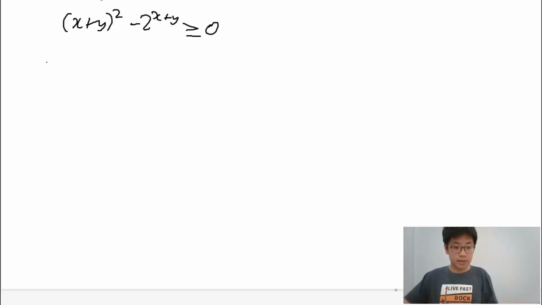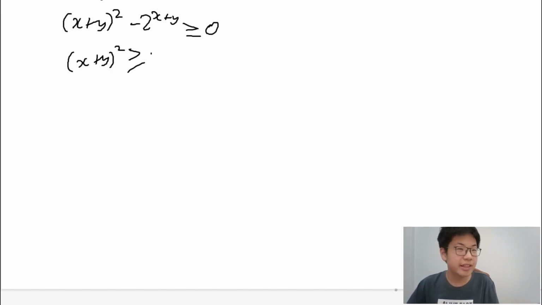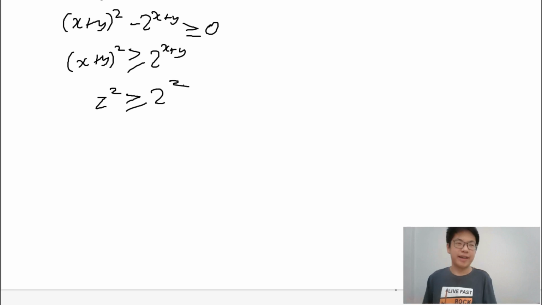So, you see, now we add 2 to the power of x plus y to both sides. (x + y) squared must be greater than or equal to 2 to the power of x plus y. So, we are going to substitute z for x plus y. So, z squared must be greater than 2 to the power of z. Now, we obviously know this can't be true if z goes to infinity, because 2 to the power of z is obviously a faster growing function according to O notation.